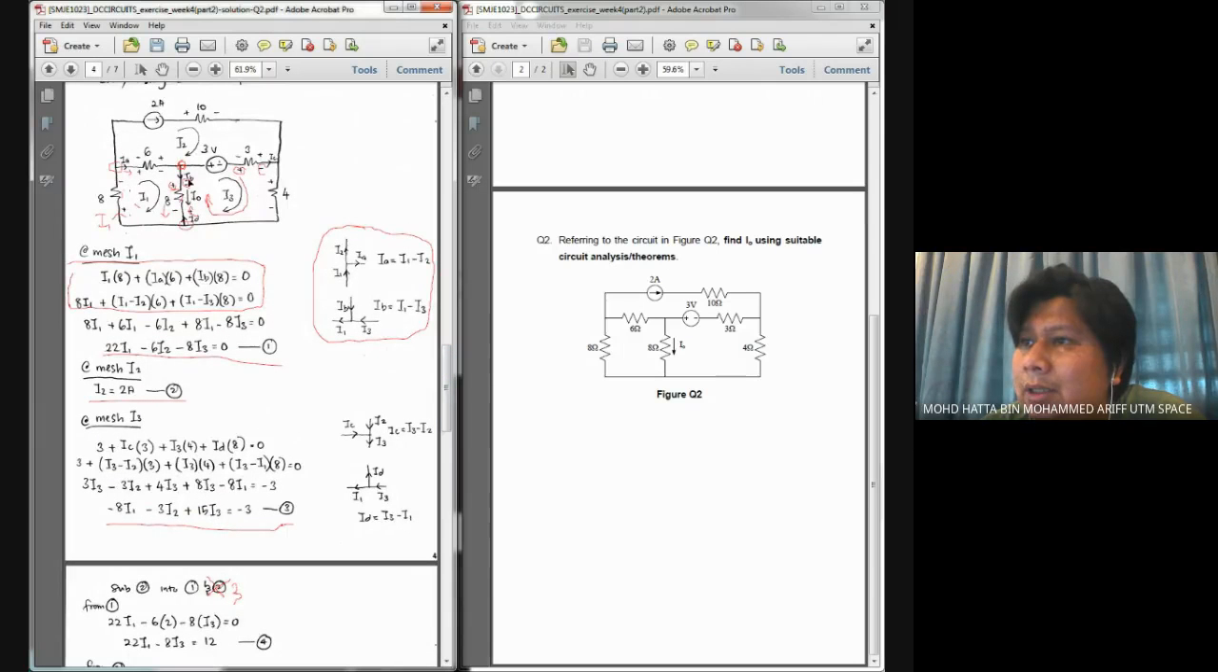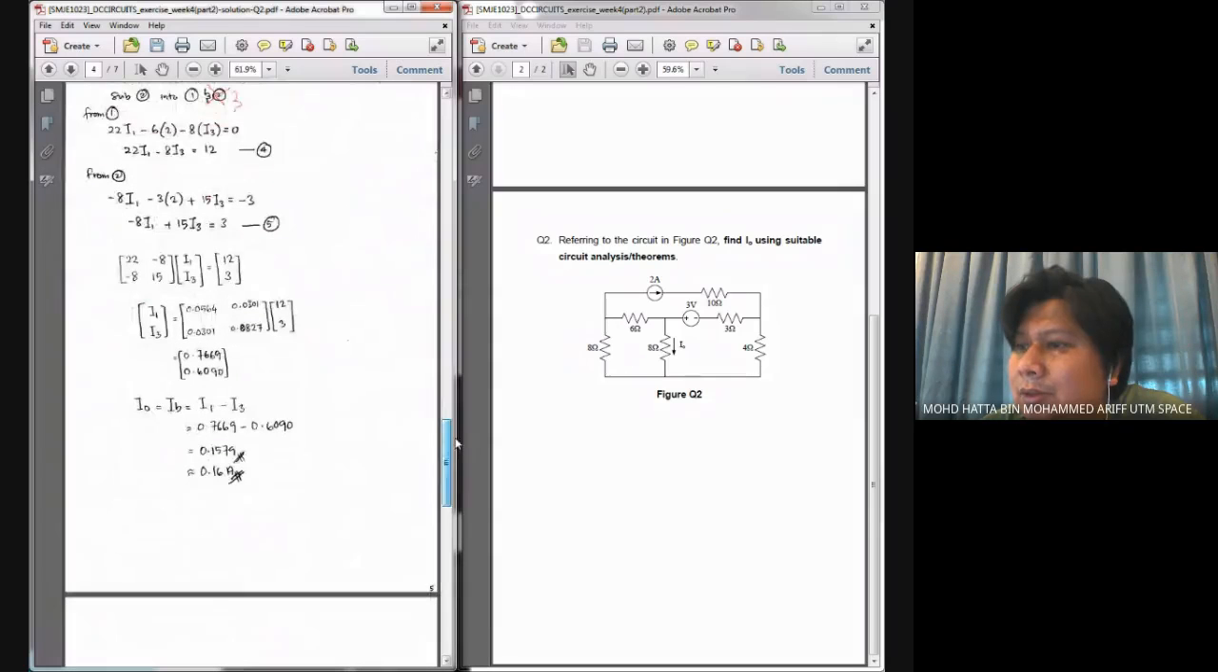Going back to my circuit definition, here I have the IO. IO is basically in the same direction as IB. And I know that IB is given by I1 minus I3. So I just put IO equals IB equals I1 minus I3, and this will give me the same answer that I have using the superposition theorem.